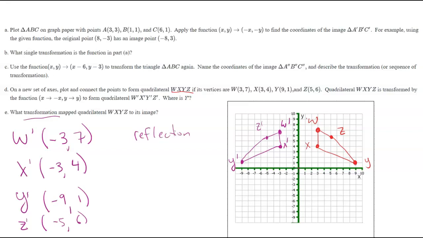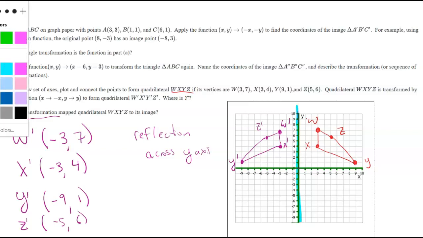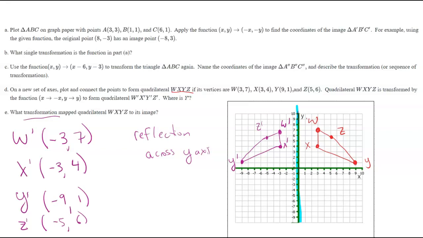Now, we want to try to be as specific as possible. We want to say reflection across which axis? The y-axis. Because notice that this is 3 units away and this is also 3 units away. So this guy right here is my line of reflection. So again, we're just defining our more rigid transformations and understanding more how they work.